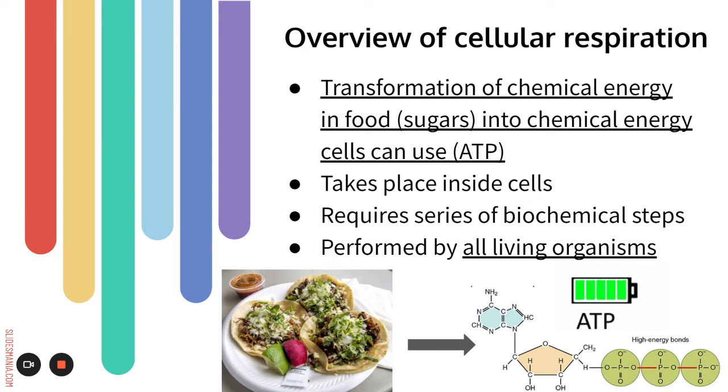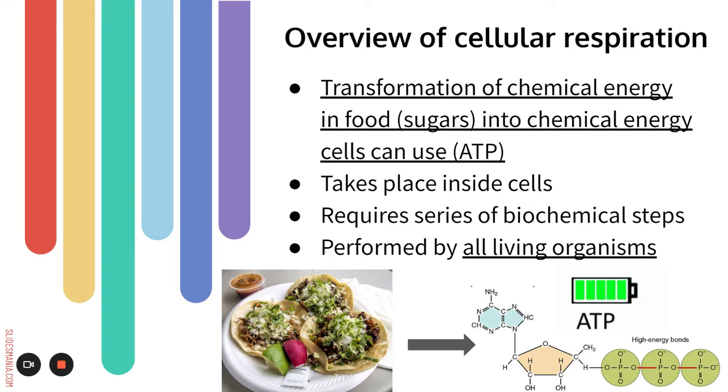So, this next slide is just going to be an overview of the sort of big picture. So, cellular respiration is where we're transforming the chemical energy in food. Specifically, we're taking the sugars from food and transforming it into chemical energy that the cells can actually use. And that chemical energy is going to be in the form of ATP. So ATP is a molecule and it's the energy currency of the cells. We'll talk more about it in a minute. But essentially, we're taking sugars from food, transforming them into chemical energy for cells, ATP.